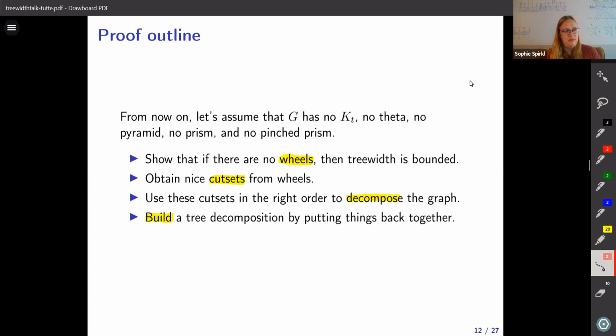That gives us pieces at the end that fit together nicely to make a tree decomposition, right? If you think back to the first picture, a tree decomposition is cut sets. And they're cut sets with a certain structure. So if we can get cut sets from wheels and get them to fit together well, that's almost already a tree decomposition.